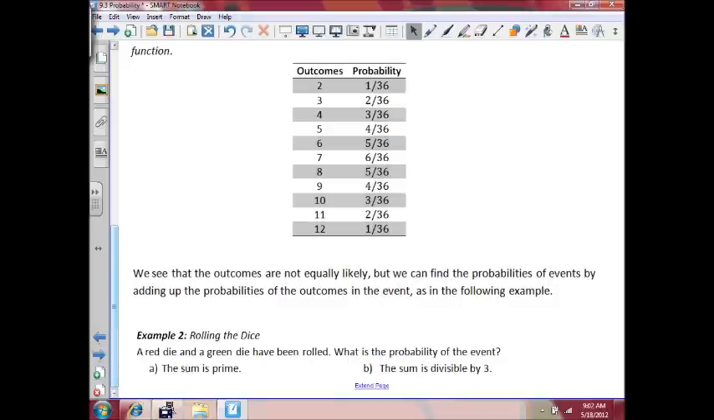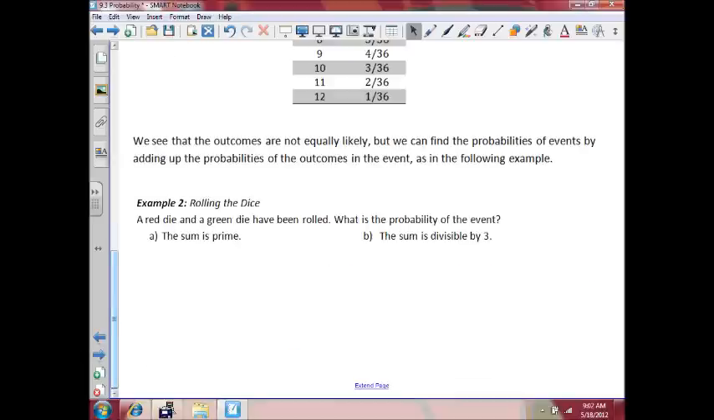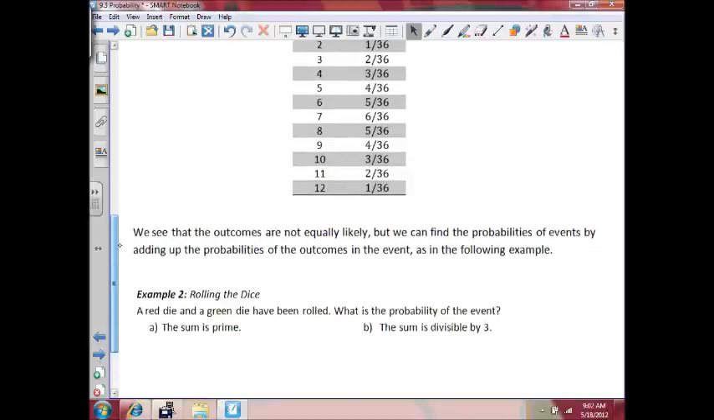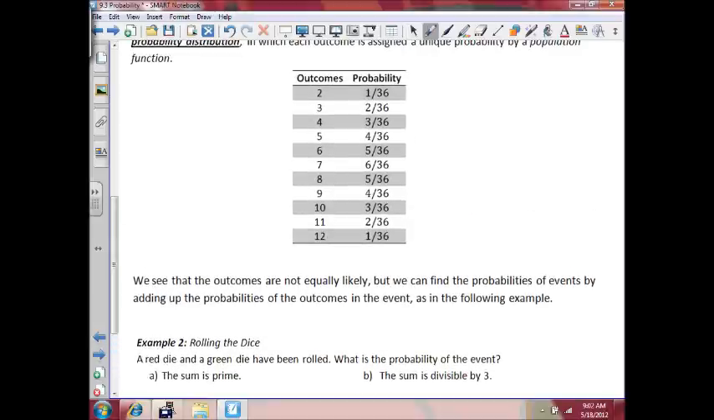Now we see the outcomes are not equally likely, but we can find the probabilities of events by adding up the probabilities of the outcomes of the event, as in the following example. Now, a red die and a green die have been rolled. What is the probability of the event? Well, what's the probability that the sum is prime? Well, our prime numbers: 2 is a prime, 3 is a prime, 5 is a prime, 7 is a prime, and 11 is a prime.